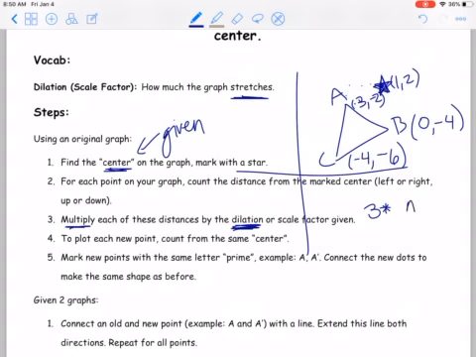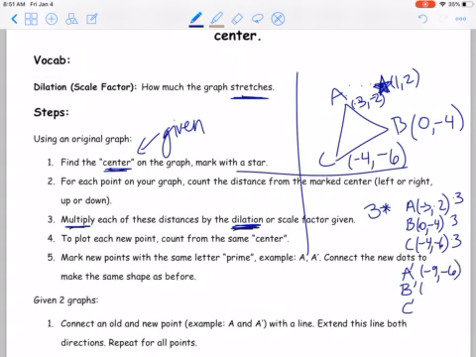So each of these points, A was -3, -2, B was 0, -4, C was -4, -6. I go and stretch those times 3. And we write the new ones with an apostrophe. We call it A prime for our new point. So this one becomes -9, -6. And this one becomes 0, -12, so just timesing by 3 each value, -12, -18.